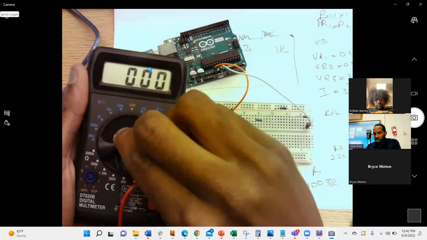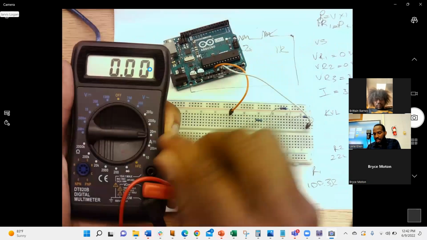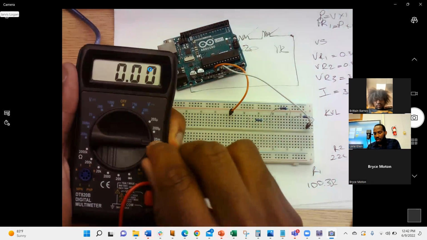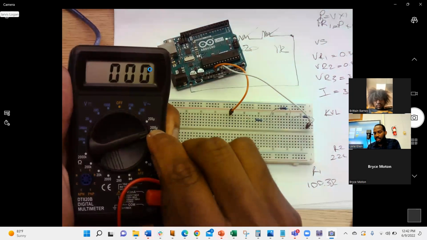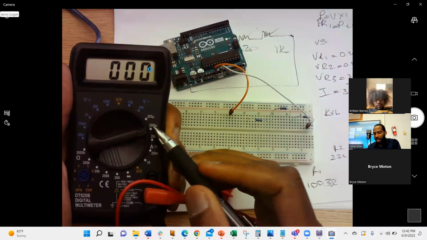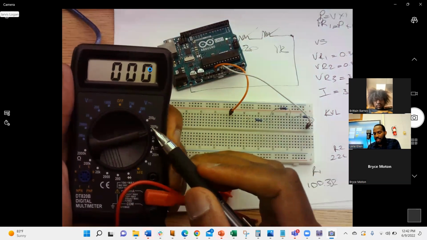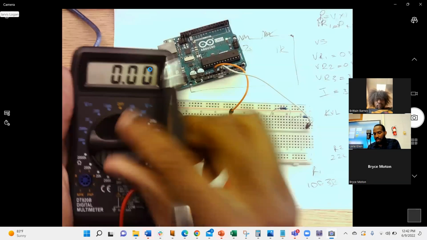This is the lowest setting, 2 microamps. So you can start with the 20 milliamps, and if you need something lower, you can go here. The highest range for this is 2000 microamps, and this is the same as 2 milliamps. So you probably want to start right here.